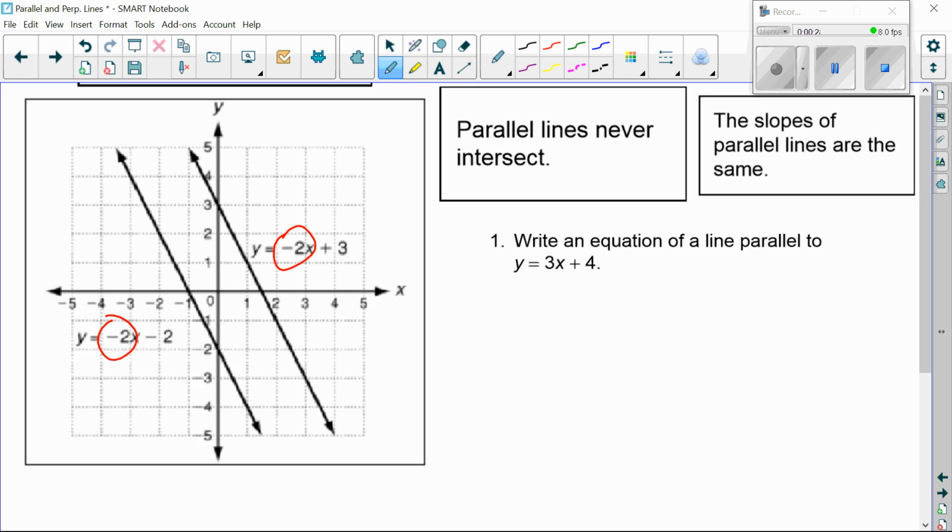So all you have to do is take a look at y equals mx plus b and find out wherever the m is, that has to be the same. So the slope of a line that's parallel to this one is going to be 3. Okay, let me show you a couple more examples.